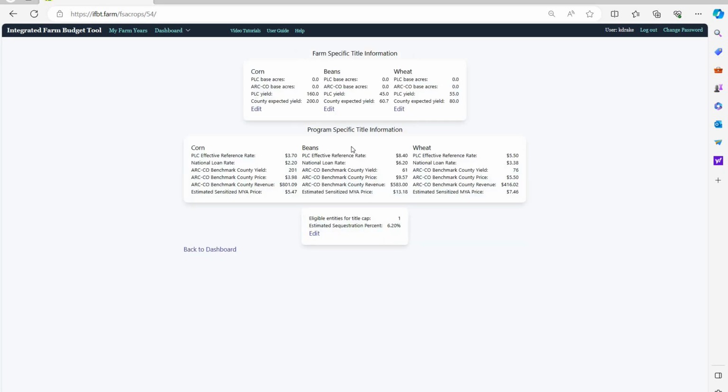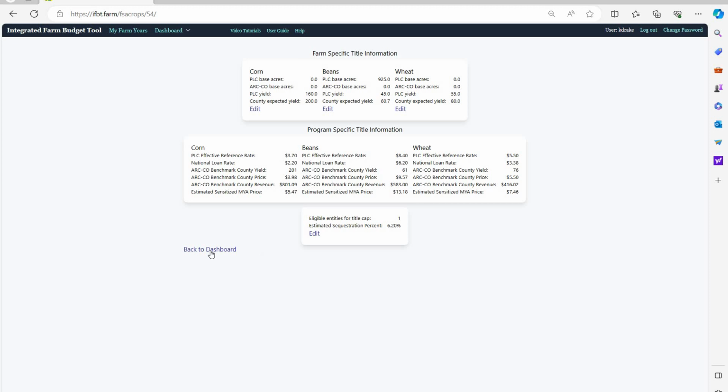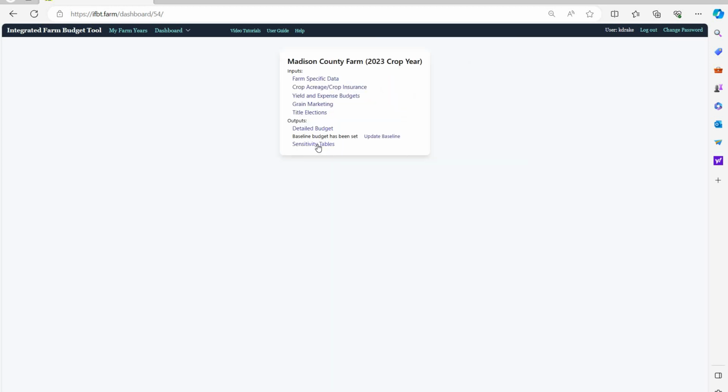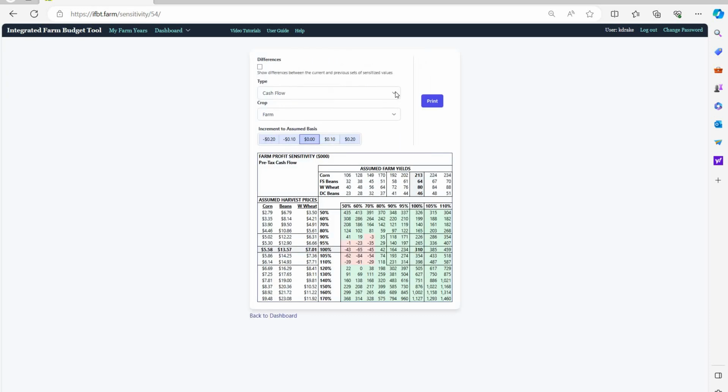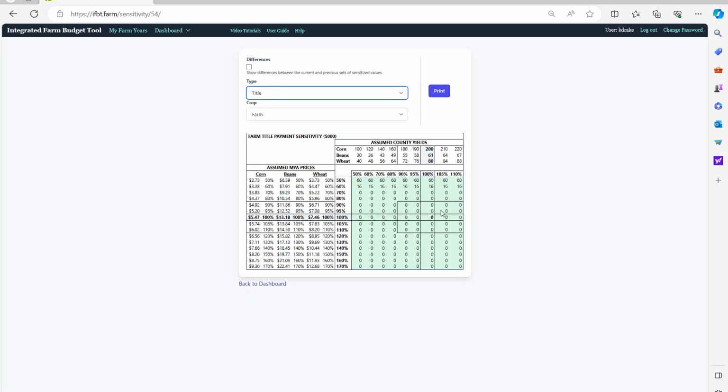I'm going to repeat the process with beans. We're going to put our 925 title acres into PLC. Going to run our sensitivities. We're going to look just at title. And you'll see the price-based program only triggers as a result of declines in prices. For our farm, we received $16,000 at the 60% decline in price, and $60,000 at a 50% decline in price. Again, far out of the money.